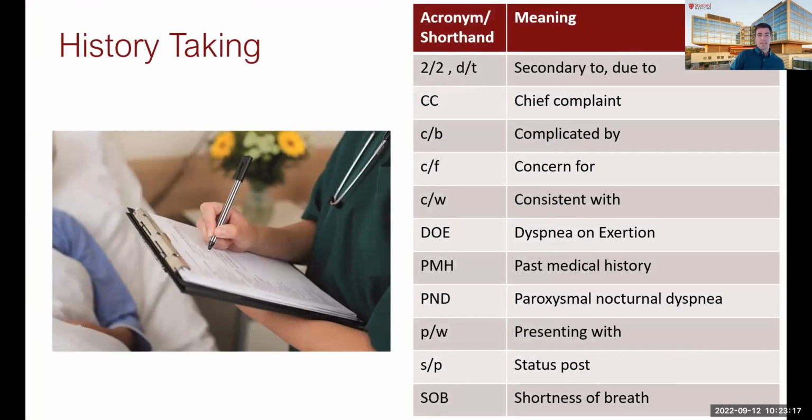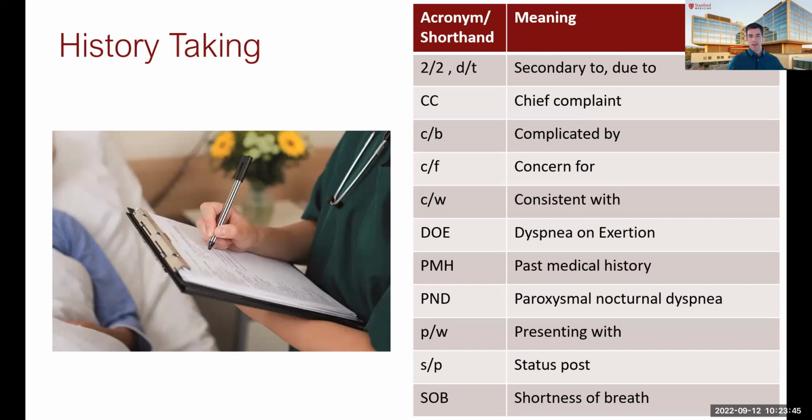So we use it a lot in history taking. These are good examples of acronyms used in history taking. So secondary to or due to, chief complaint, complicated by, concern for, consistent with. DOE is dyspnea on exertion. You see that relatively frequently. PMH is past medical history. PND is paroxysmal nocturnal dyspnea. So this is a heart failure symptom.